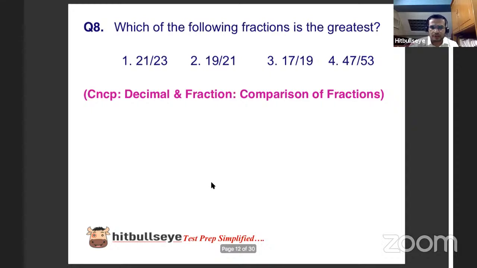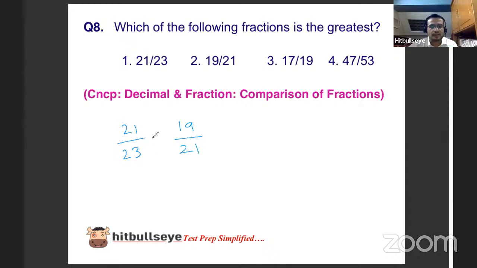All right, let's solve it. How do we go about it? When we are given multiple fractions which are very close to each other, how do we go about it? We write down the fractions. I'll take any two. Let's take the first and the second fraction here, and I want to compare which one is the higher fraction.